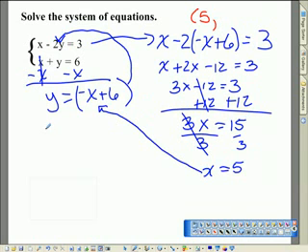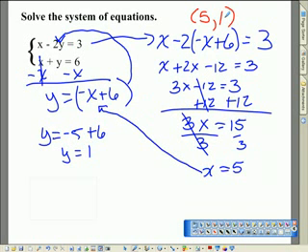And in this one, I get y equals -5 plus 6. Y equals 1. So my y coordinate is 1. So if I graph those two lines in the coordinate plane, they'd intersect at the coordinate 5, 1.